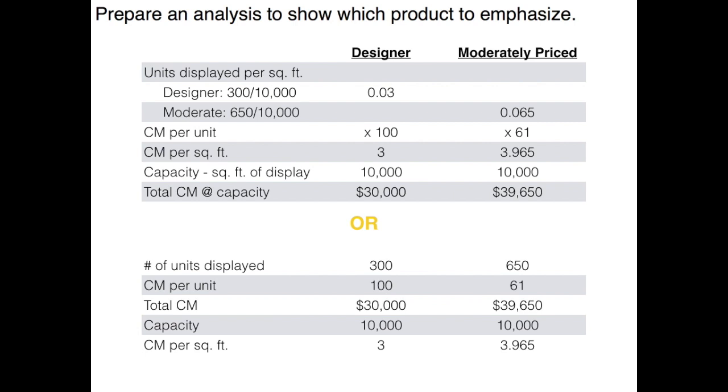Again, we could really stop right there, that three-line process. But if you then divide that by the capacity, which is 10,000 square feet, you then can get that contribution margin per square foot for designer of $3 and for moderately priced of $3.965.